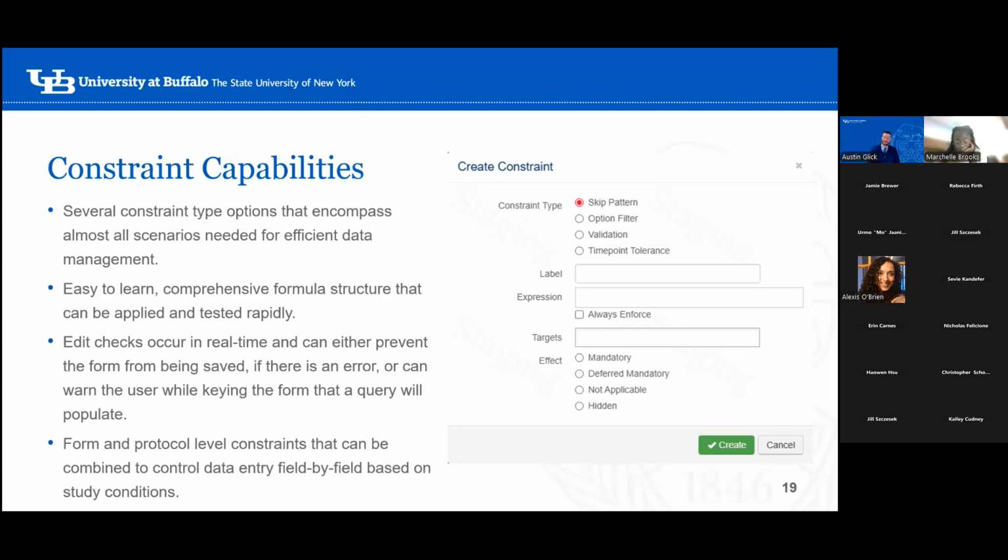And then form and protocol level constraints that can be combined to control data entry field by field based on study conditions. So we can go through and create constraints based on the actual study and say, if they're in a specific arm, we don't want all of these forms to roll out, or maybe we don't want all of those fields to roll out because they're on the control arm and they're only getting a certain dosage. So we can change that within the system and make things really intuitive.